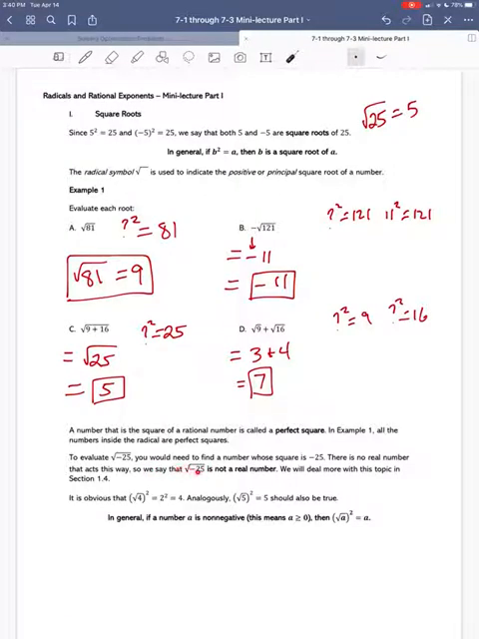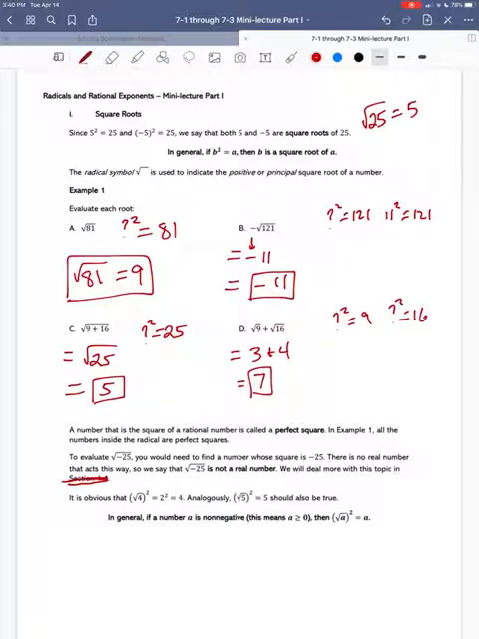We say here square root of negative 25 is not a real number. Now, this note here, I took this from another class, so it's not going to be section 1.4. That's not where we're going to talk about this. We're actually going to talk about this a little bit later when we talk about complex numbers.